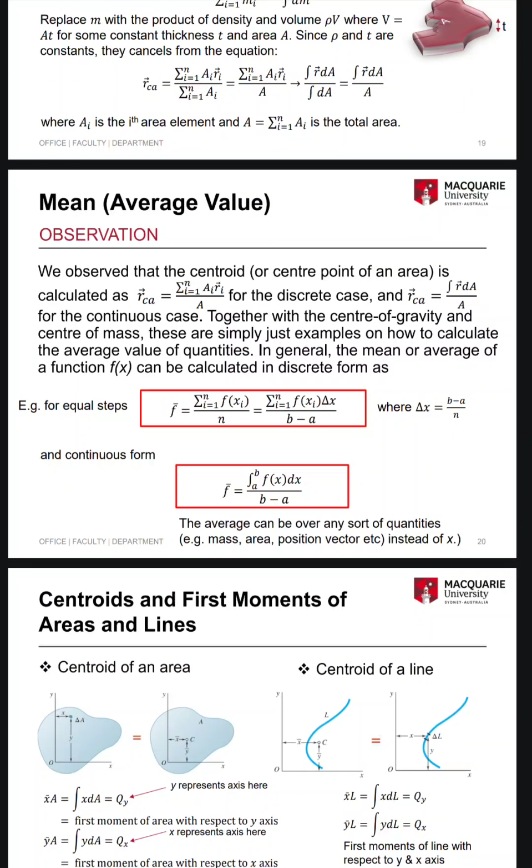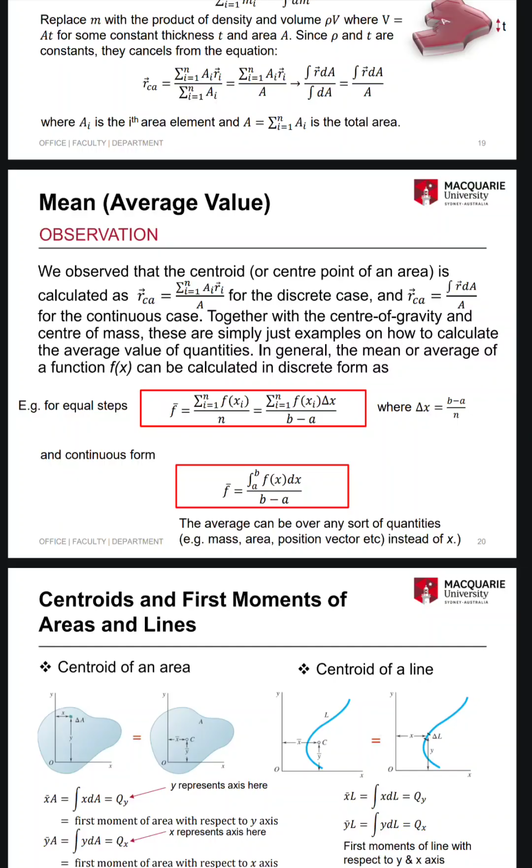Observation. We observe that the centroid or center point of an area is calculated as R CA equals the sum from i equals 1 to n of Ai ri by A for the discrete case, and R CA equals the integral of r dA by A for the continuous case. Together with the center of gravity and center of mass, these are simply examples of how to calculate the average value of quantities in general.